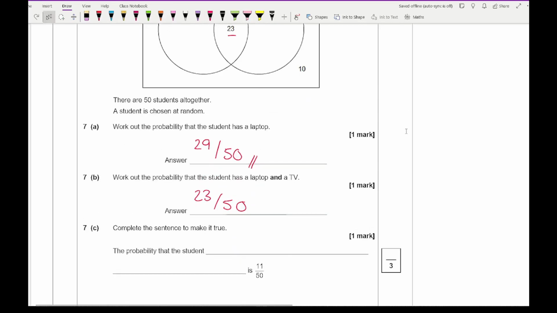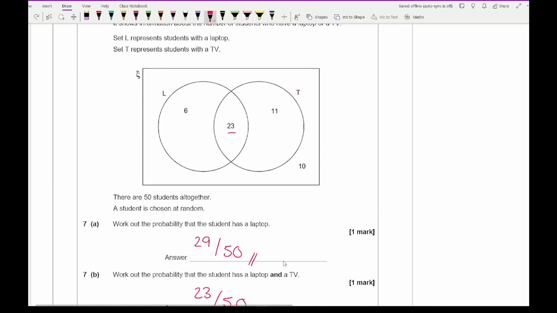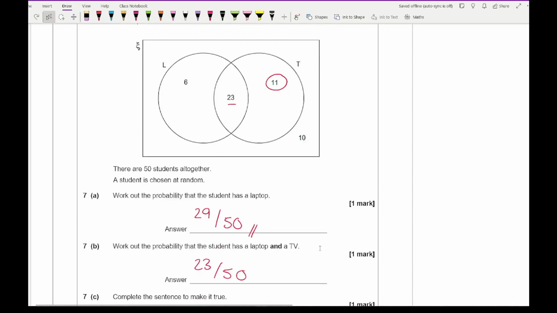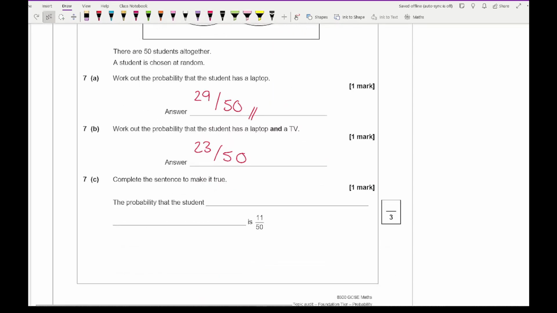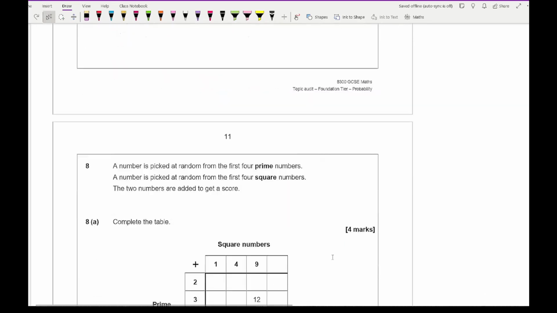For 7c, it says complete the sentence to make it true. The probability that a student and then something is 11 over 50. Well, the only time I can see 11 is this. So that is a student who has a TV but does not have a laptop. So that's all we need to write, so that the probability that a student has a TV but no laptop. Or you could say something along the lines of has a TV only. And again, either of those would be absolutely fine.